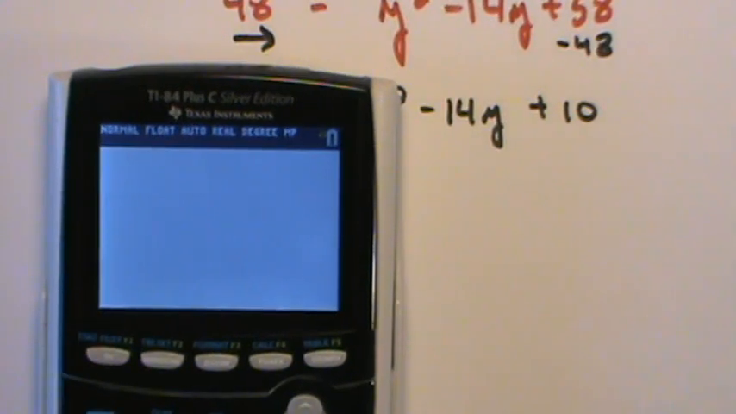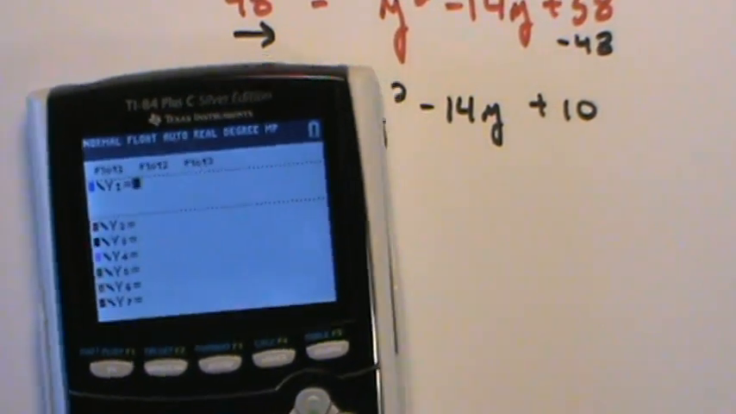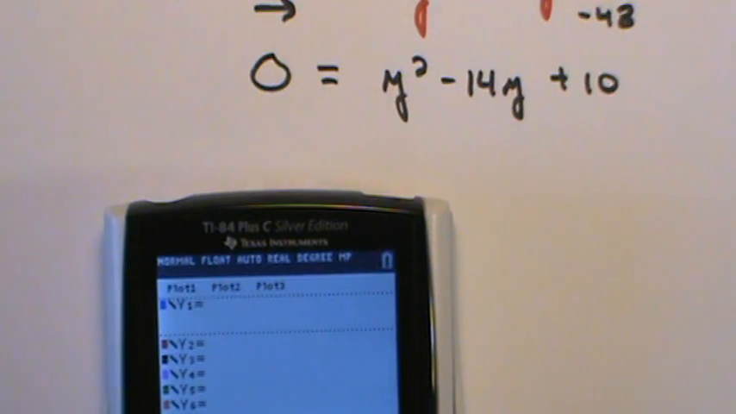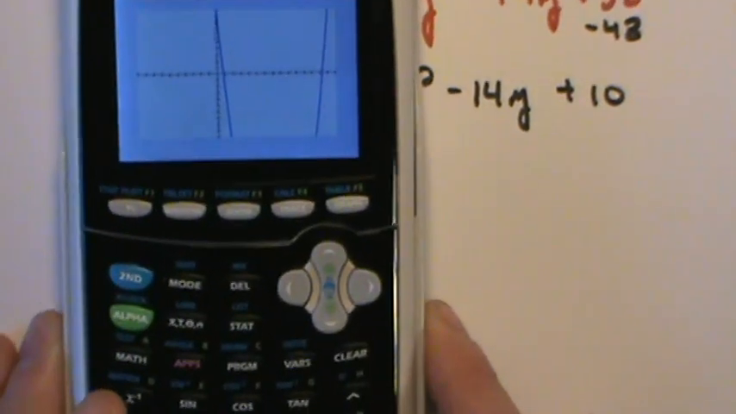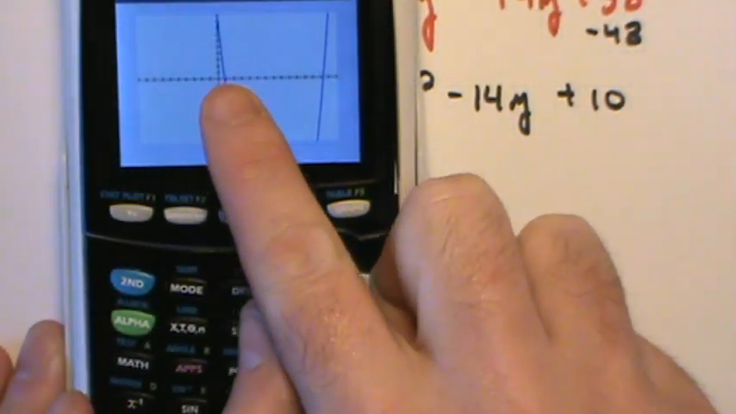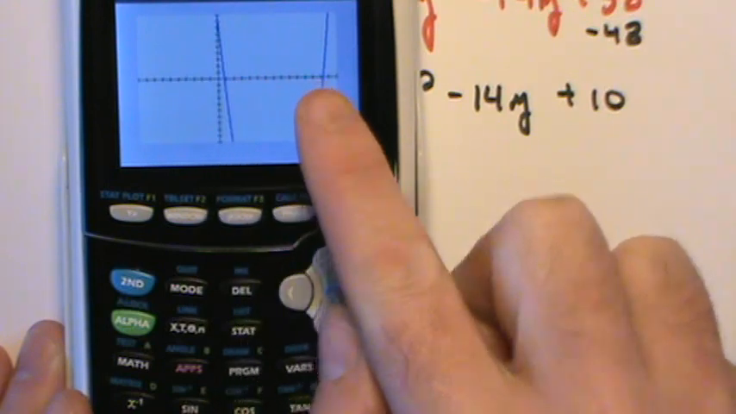So I'm going to go to my y equals, clear out what I have. I'm going to type that in as x squared minus 14x plus 10. And then I'm going to graph it. Now as I graph this, I'm interested in these two spots where it crosses the x-axis.